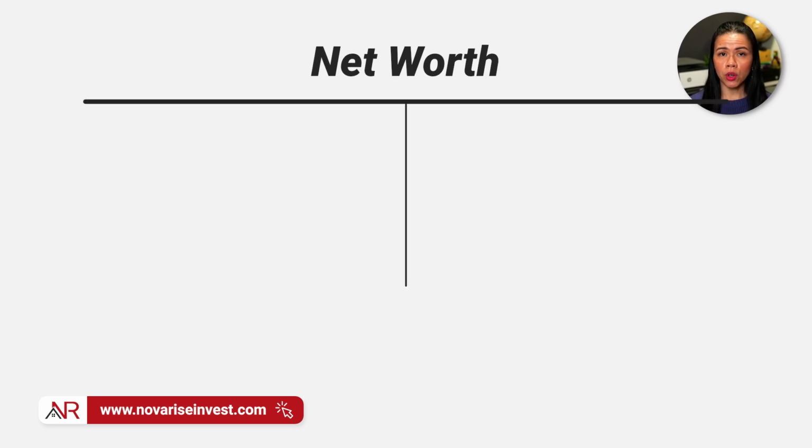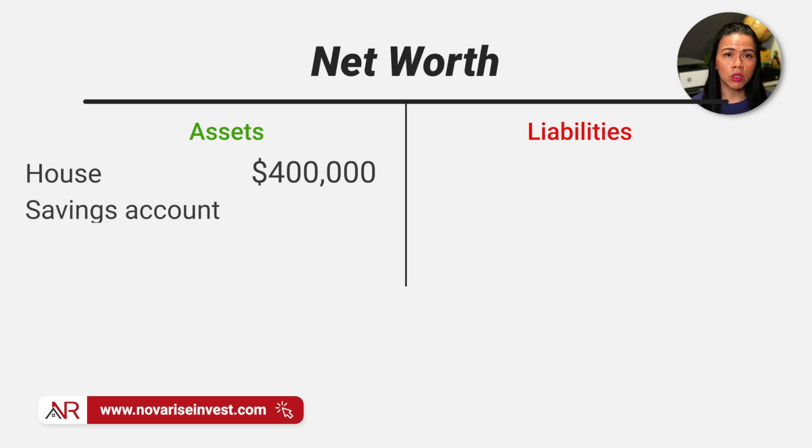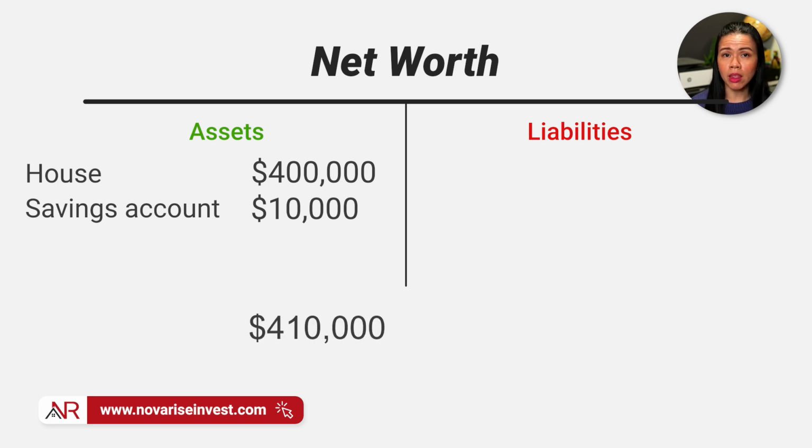So you have your assets on one side, and then you have your liabilities on the other side. Let's suppose you recently purchased a home and your home is worth $400,000, right? That's how much you paid for it. So we're going to put on the asset column $400,000 for your house. Then let's say you managed to save $10,000 again after making this large purchase. So when you add the value of that house and your savings, you have a total of $410,000. That is your asset for now.